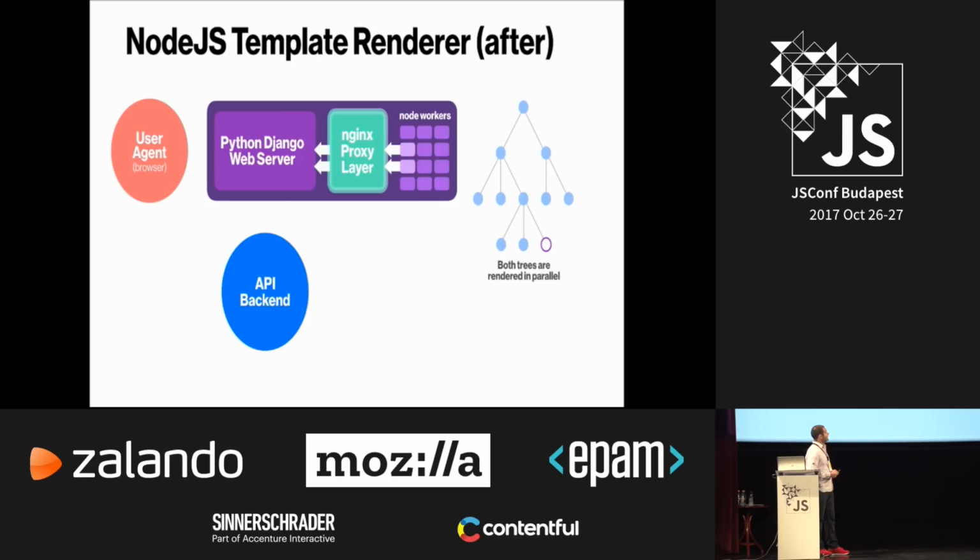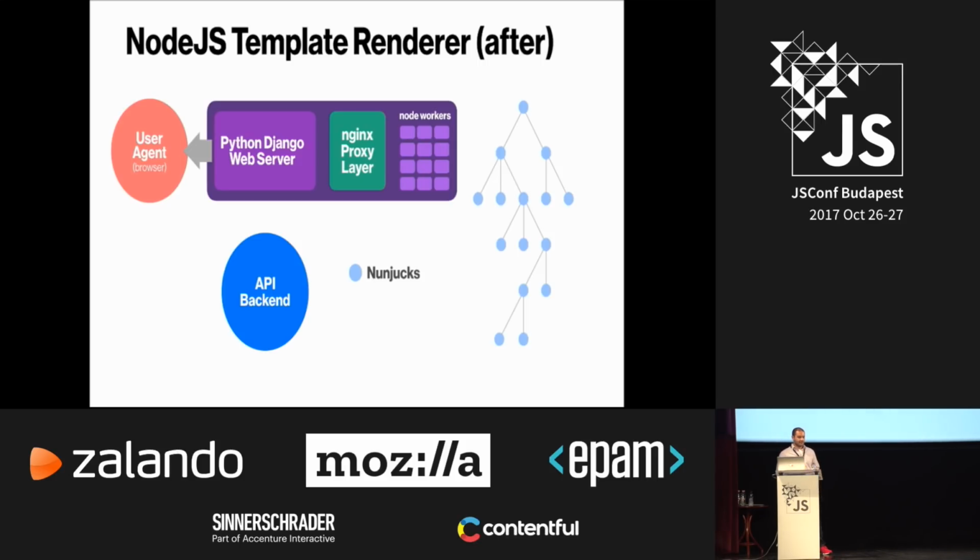So after both subtrees are rendered in parallel, we send back independent responses to the Python Django web server, and we continue the process again and again, requesting additional data if it's needed. We send multiple requests, and we continue rendering until the tree is fully rendered. And at this point, we send the resulting HTML to the user agent. So as you can see, the approach is very similar to what we had before, but now we're rendering JavaScript templates on a standalone Node.js server.